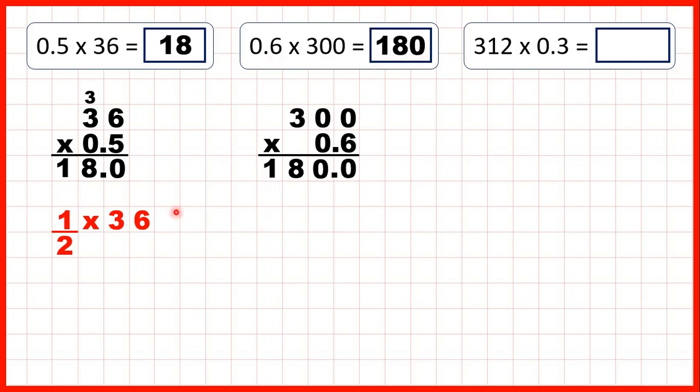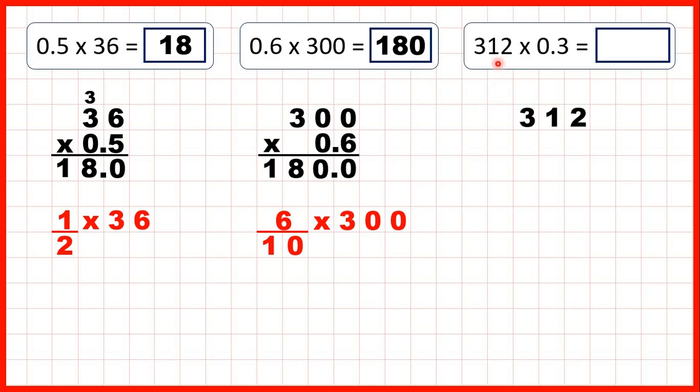Now, we could have solved this again by changing the decimal into a fraction. 0.6 is 6/10. We could have simplified that to 3/5 as well, and we would still have got the same answer. But if we use 6/10, we can see that 300 divided by 10 is 30, and then 30 times 6 is 180, so our answer. Or we could multiply the numerator first. 300 times 6 is 1800, and then 1800 divided by 10 gets us 180.